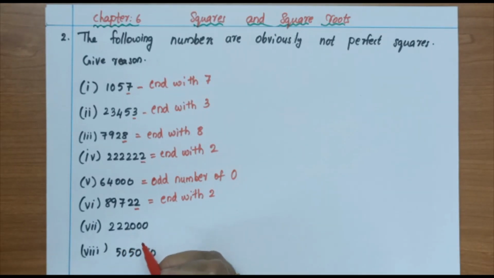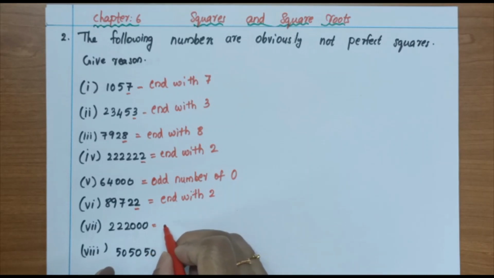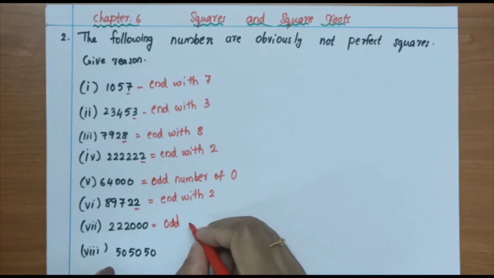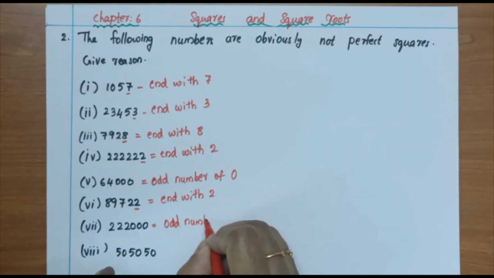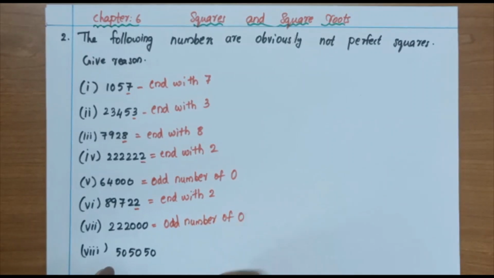That means the number of zeros is odd, meaning there are 3 zeros. Suppose we have 2 zeros, an even number of zeros, it is a square number. But here an odd number of zeros are there, so that's why 2,22,000 is not a square number. The reason is the odd number of zeros. Also here, ending with 1 zero, this is also not a square number. The reason is the odd number of zeros.